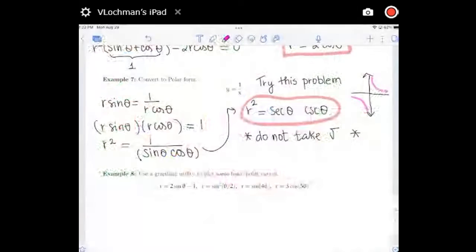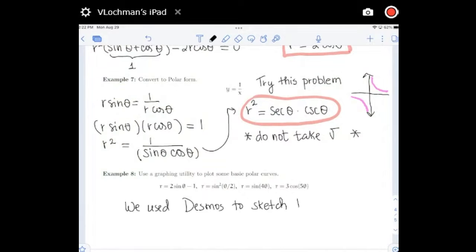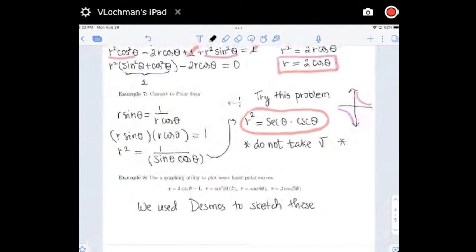All right, so let me make a note here that we used Desmos to sketch these.